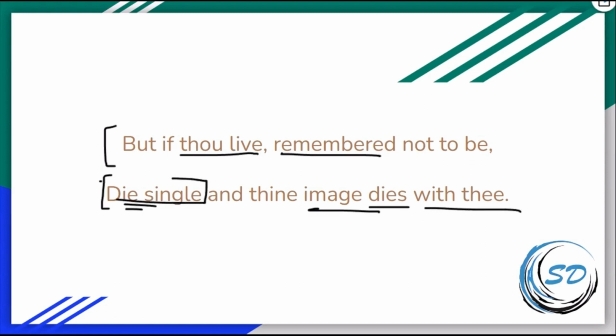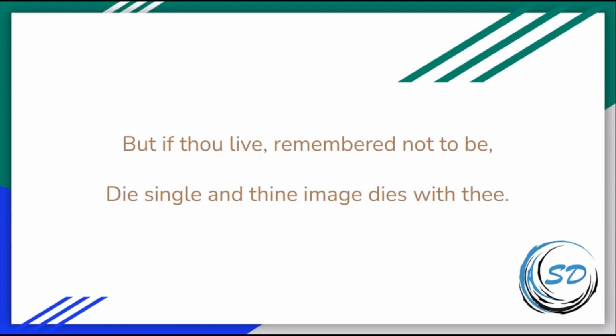The phrase, die single, refers not only to dying without a spouse or partner, but also to dying without leaving behind descendants or a continuation of their lineage. Without any successors or notable achievements to carry on their legacy, their image and memory will fade away and be forgotten over time. These two lines highlight the importance of leaving a lasting impact on the world, either through procreation or through significant accomplishments, in order to ensure that one's memory and influence endure beyond their own lifetime.